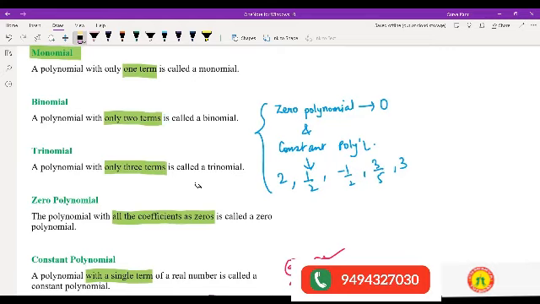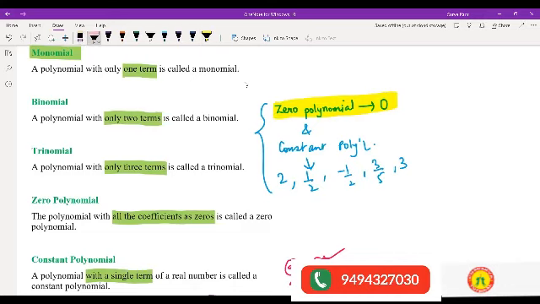Okay. Constant polynomial. So 0 polynomial is 0. Constant polynomial is what? 2. Constant polynomial is 2 also, right? 2, 1 by 2. These are the constant polynomial. What is 0 polynomial? Only 0 should be there. Only 0.